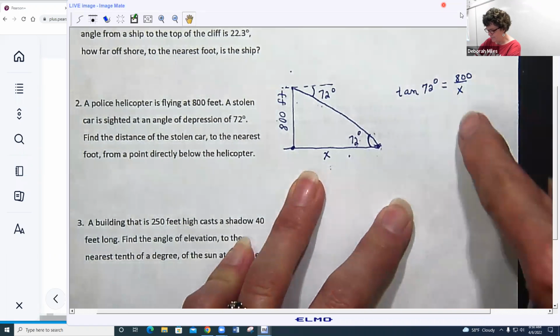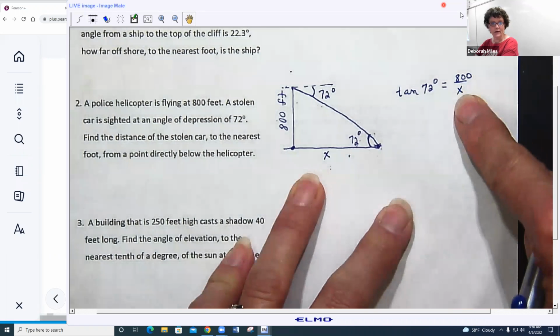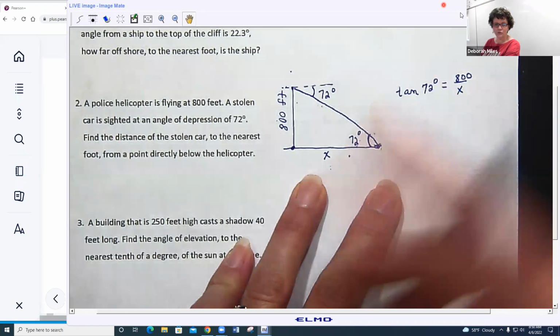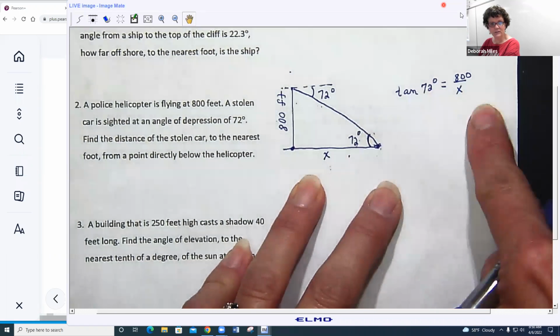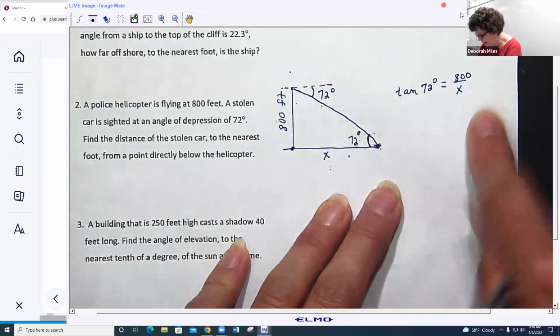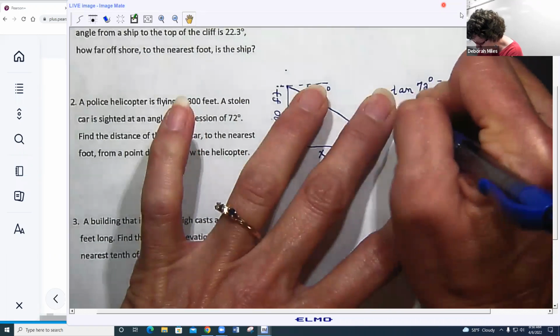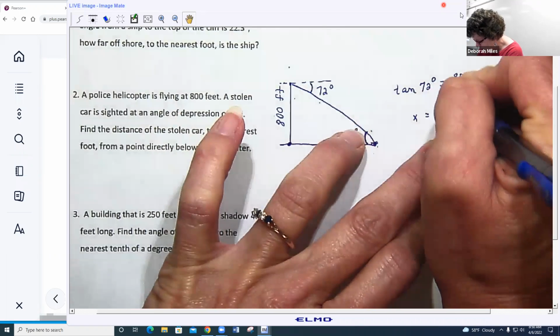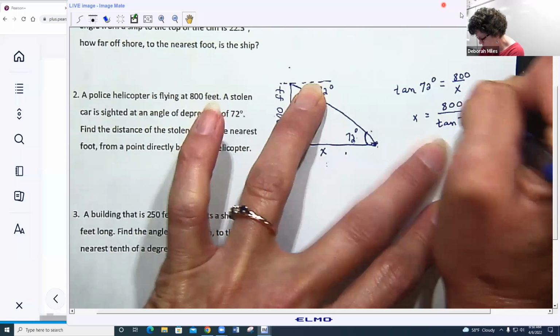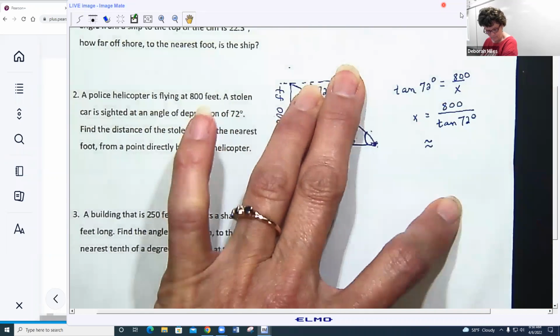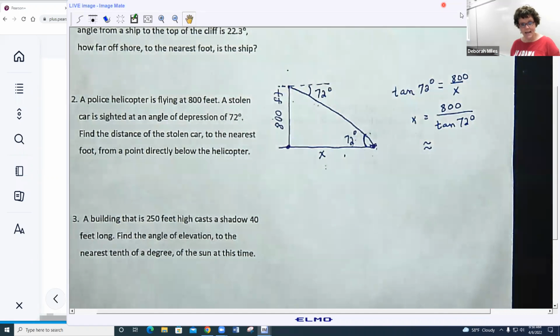If you can't get the variable that you're solving for in the numerator, then it just takes 2 steps to solve the equation instead of 1. You'd multiply both sides by x to clear out the fractions, and then you divide both sides by tangent of 72 degrees. And I did that yesterday and got, yes, sir.